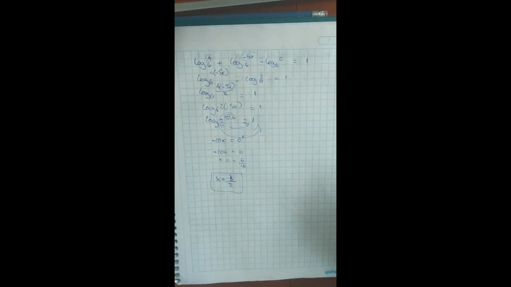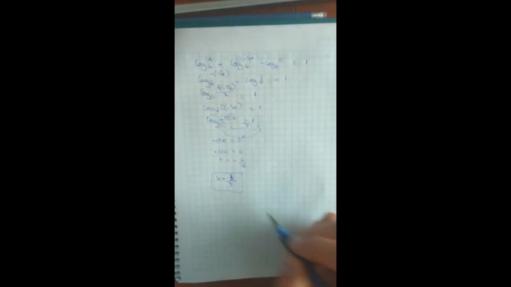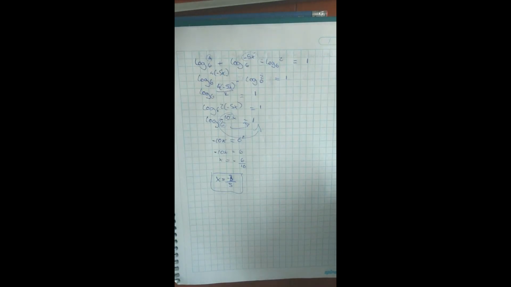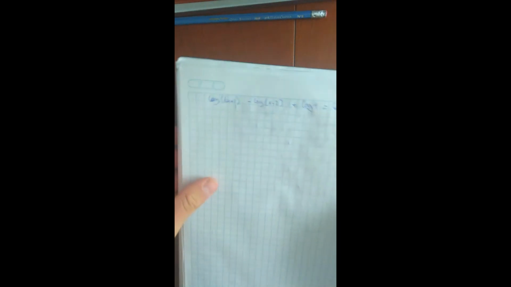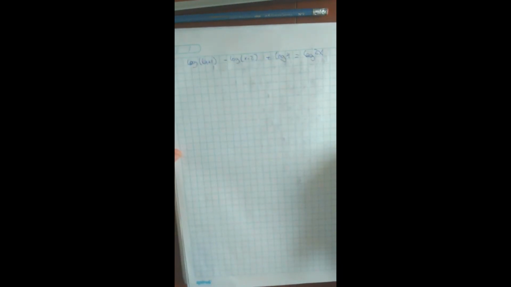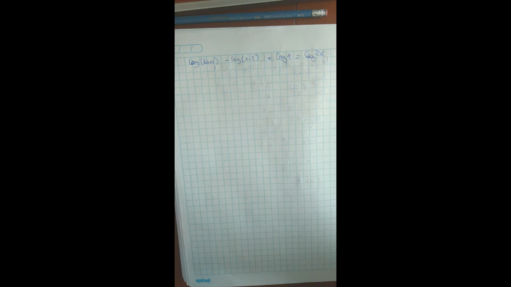So this is how we solve this logarithmic equation. It's quite simple, nothing way too difficult. So now let's go to our second example, which is a bit more complicated. So here we have log base 10 of 6x plus 1 minus log base 10 of x minus 2 plus log base 10 of 4 equals log base 10 of 2x.